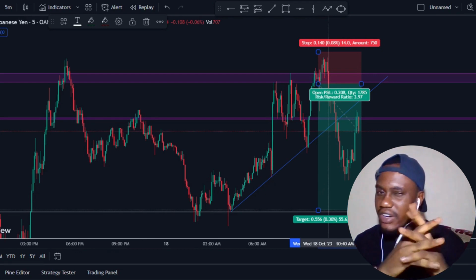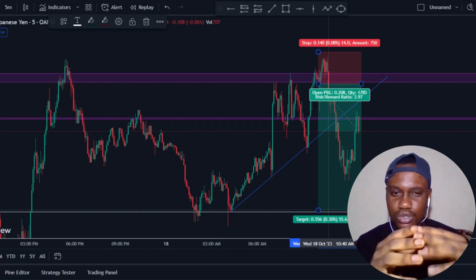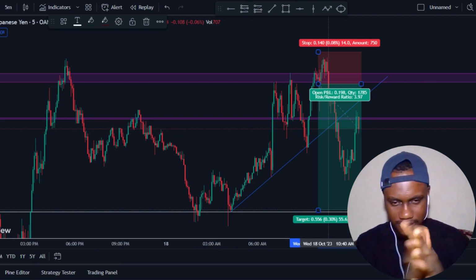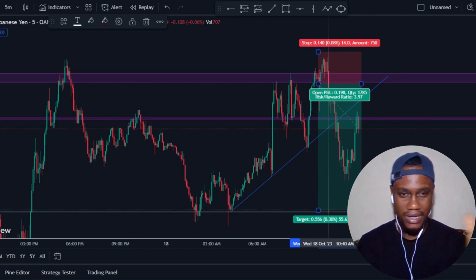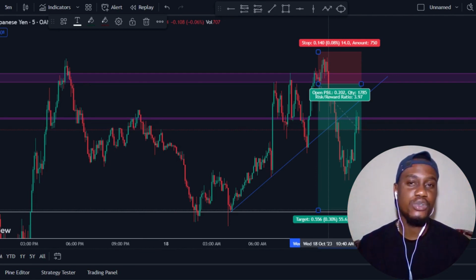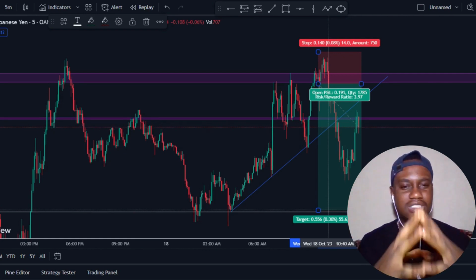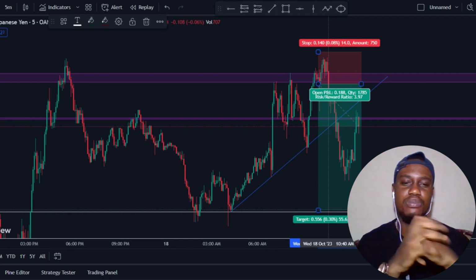It was very simple, and today's trade is one of those trades that gives you reason to be psychological, to follow your trading plan. So today I followed my trading plan, and if I had not followed it, I could have lost this trade. But then I followed my trading plan to the T, and that was how I was able to make this money.